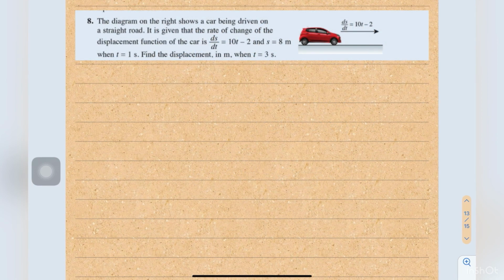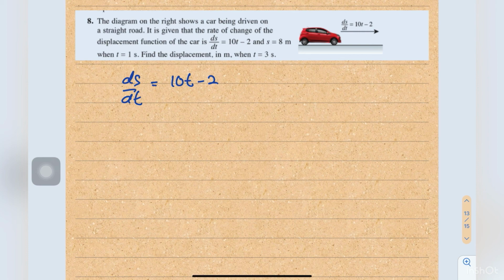The last question for this formative exercise, question number 8. The diagram on the right shows a car being driven on a straight road. It is given that the rate of change of the displacement function of the car is ds/dt equals 10t minus 2, and s is 8 when t equals 1. Find the displacement in meters when t equals 3. To find the displacement when t equals 3, you have to find s first.